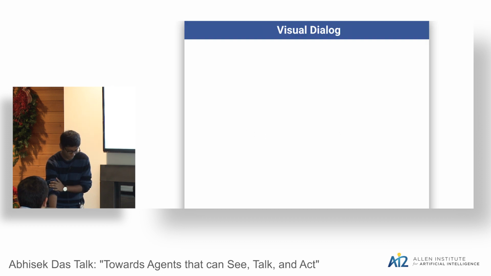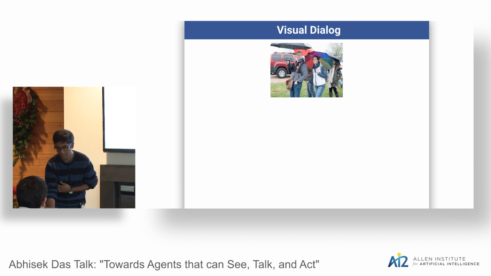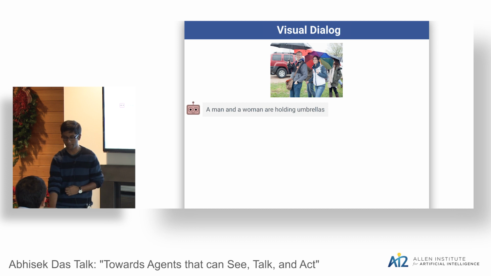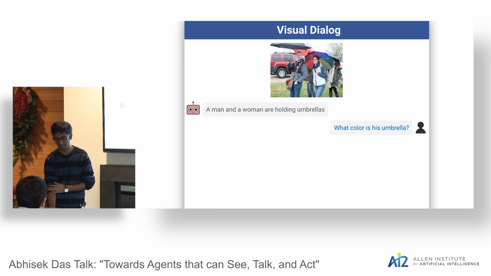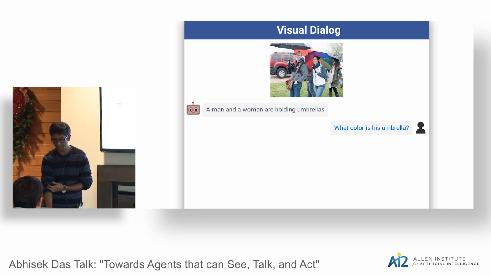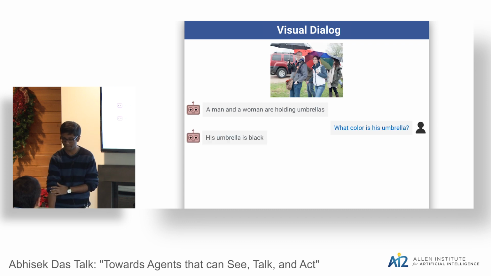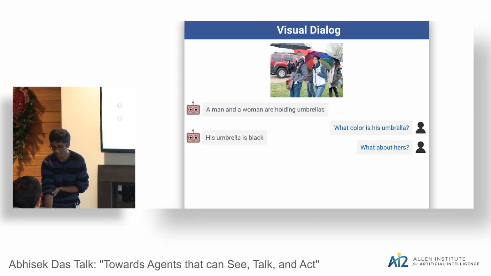So this is work from a couple of years back. The main goal of Visual Dialog is that we want to build agents that can see and talk. To give you an example, for an image like this, a machine might generate a description such as a man and a woman are holding umbrellas. A human might then ask a follow-up question like, what color is his umbrella? To answer this, the machine has to understand which person the word his refers to, focus on the umbrella held by that person, and then respond back with a natural language answer, such as his umbrella is black. A human might have another follow-up question, what about hers?